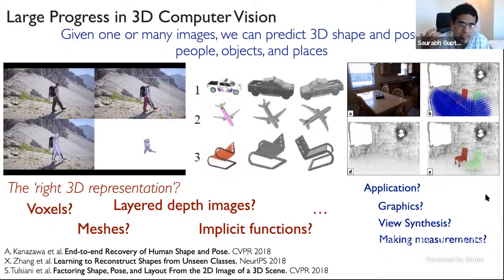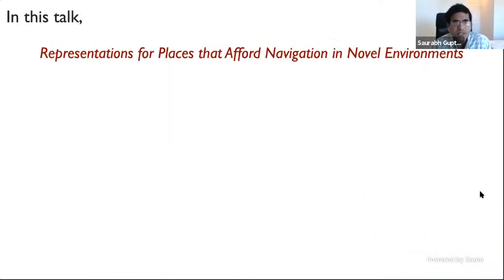But I was always faced with this question, which is that humans and animals don't really build representations of the world around them for purposes of re-rendering them and so forth. They do it for the purpose of acting in the world. And so in today's talk, what I want to focus on is what, in my view, are some promising directions for building representations for places that can afford navigation in novel environments. That's what I'll try to focus on today.